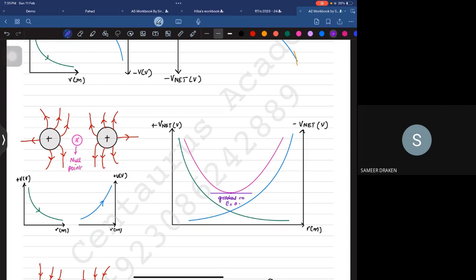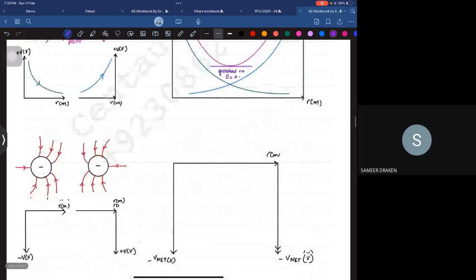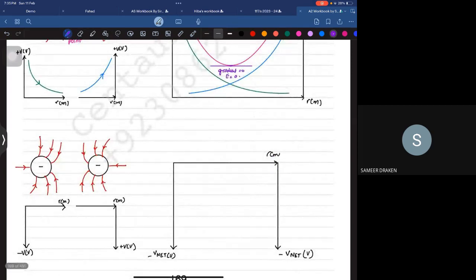Now, kids, going to the next is this one. If it's negative, obviously it will be flip flop. Nothing really changes except for the direction. So as you go to the right, the negativity decreases, and then as it approaches another negative charge, the negative potential increases like that.